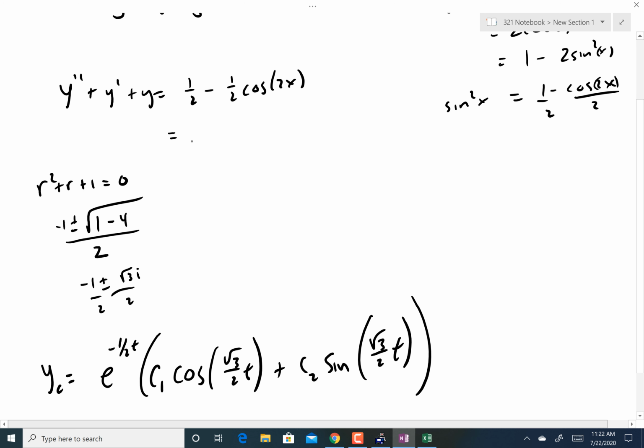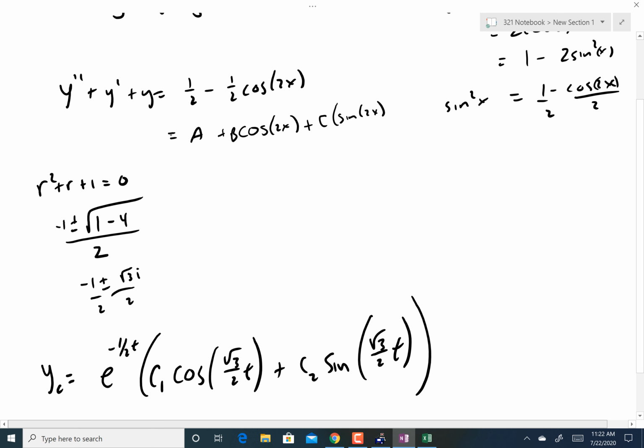Now my particular solution I know has to be of the format, okay? Well, it's going to be a constant plus b cosine of 2x plus c sine 2x, right? And what I don't know is what these undetermined coefficients are.